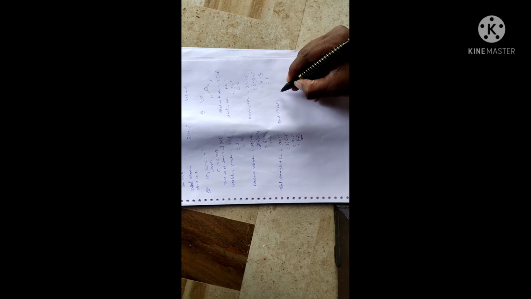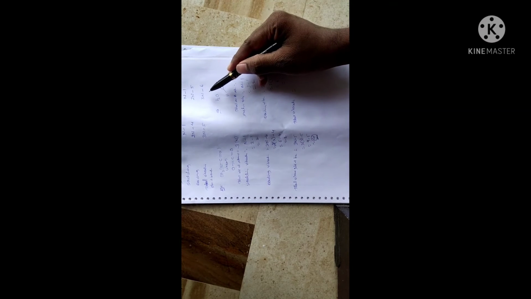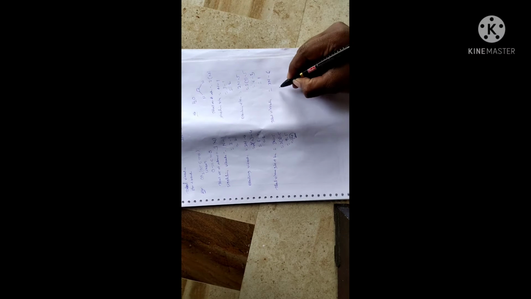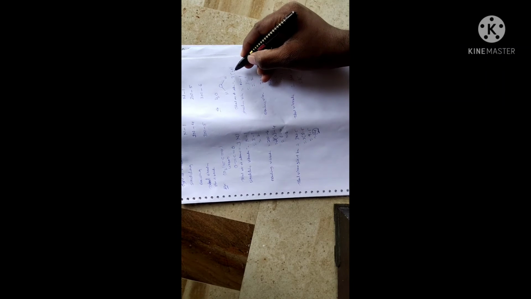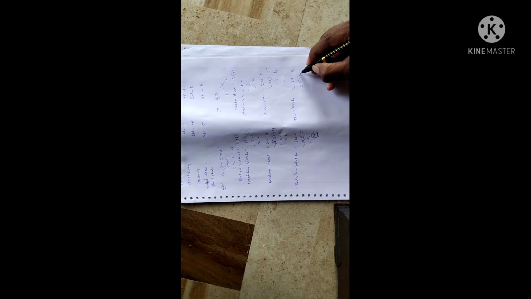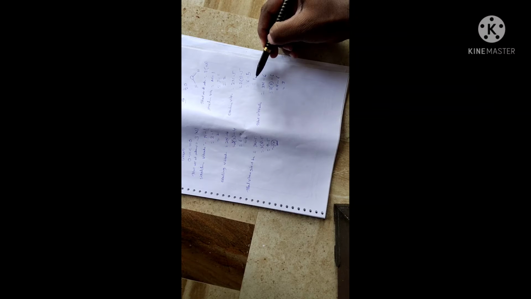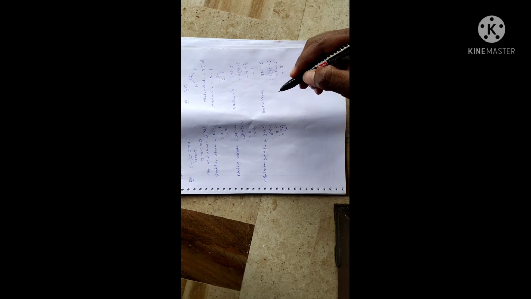Then the total vibrations in a non-linear molecule will be 3n minus 6. Here n is the total number of atoms, so 3 times 3 minus 6, 9 minus 6, is equal to 3. What are those 3? Two stretching and one bending vibration. In this way we can calculate the total number of vibrations in linear and non-linear molecules.